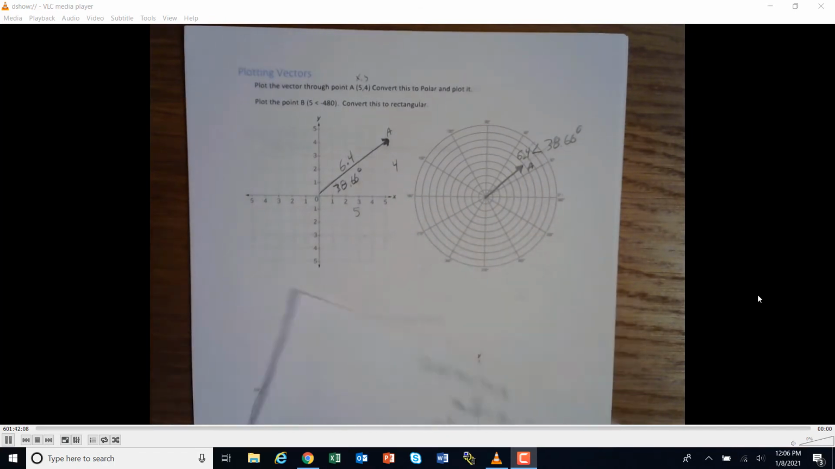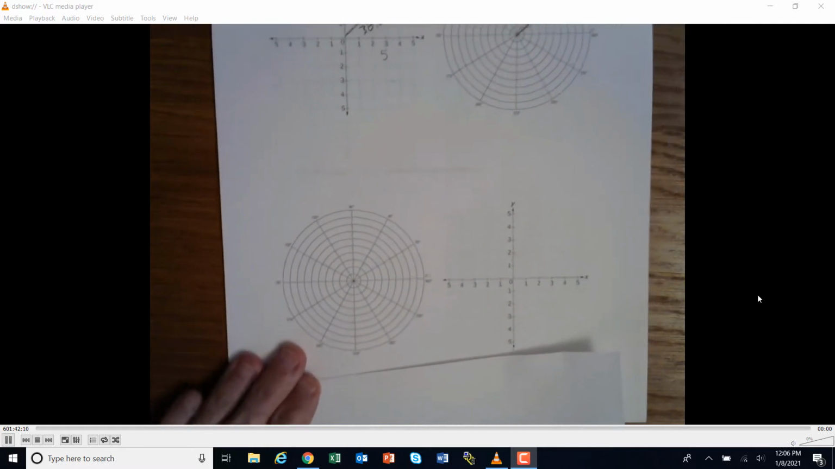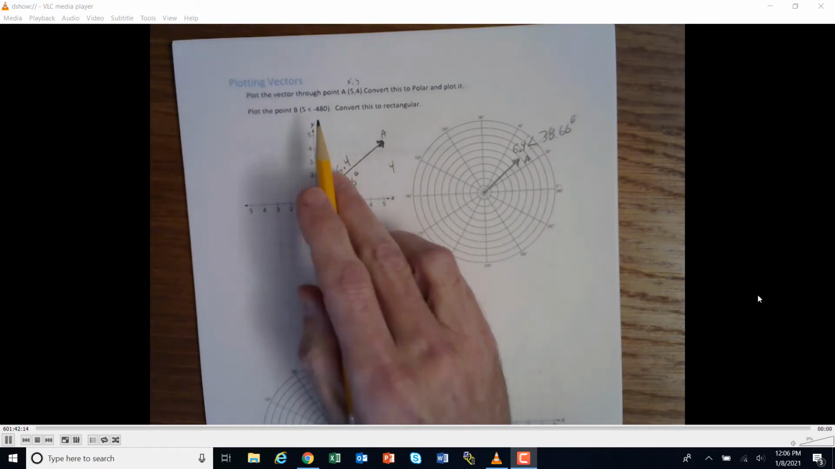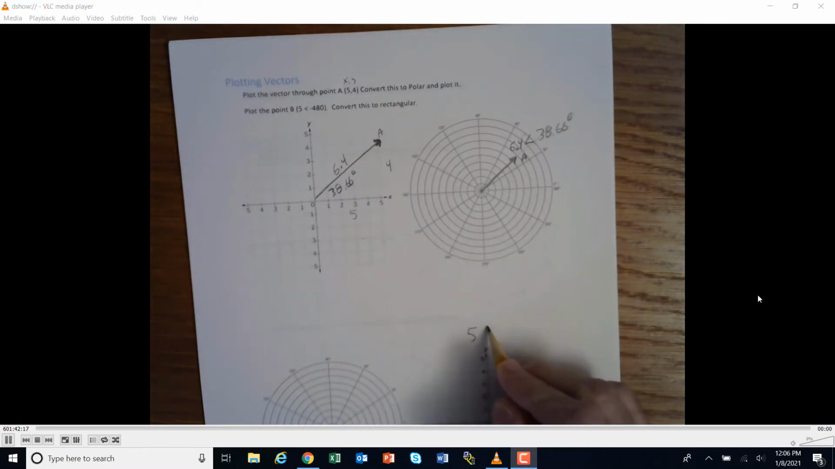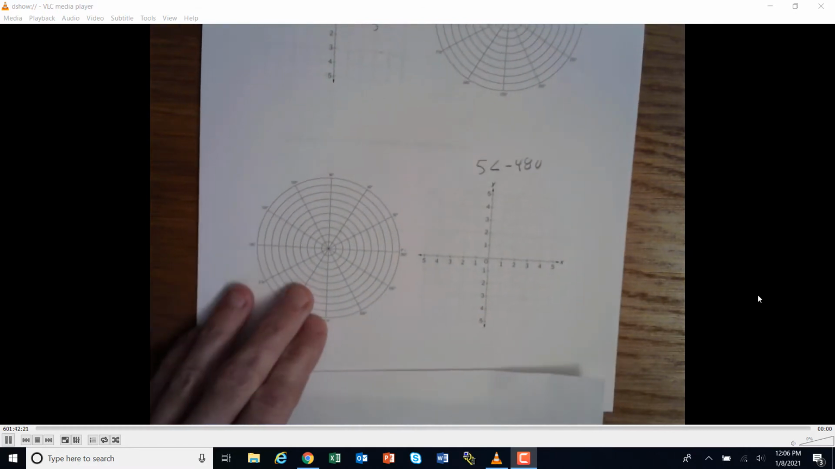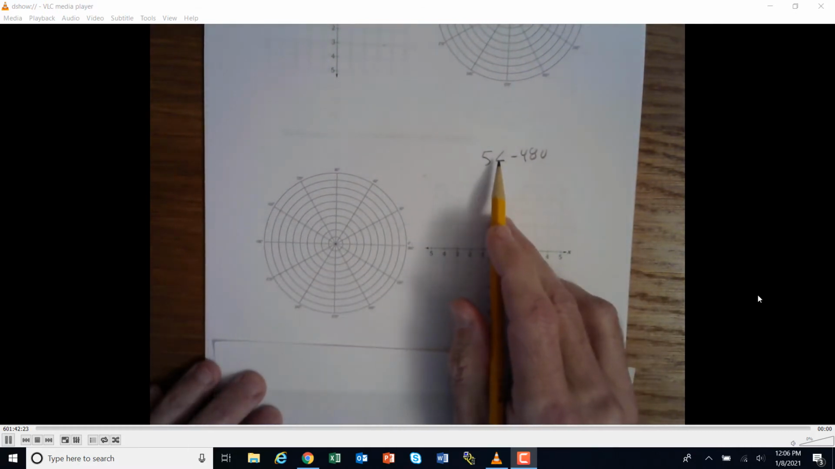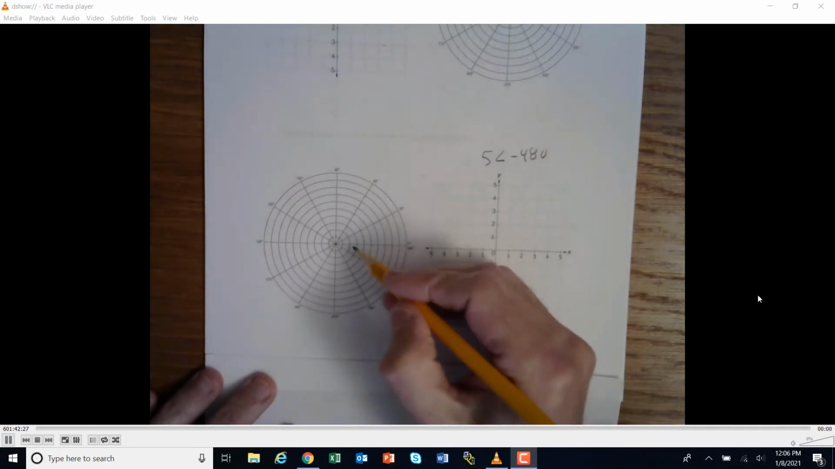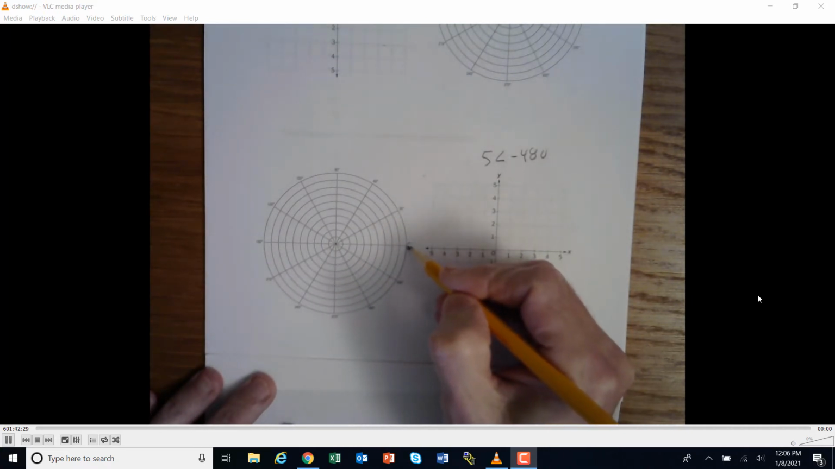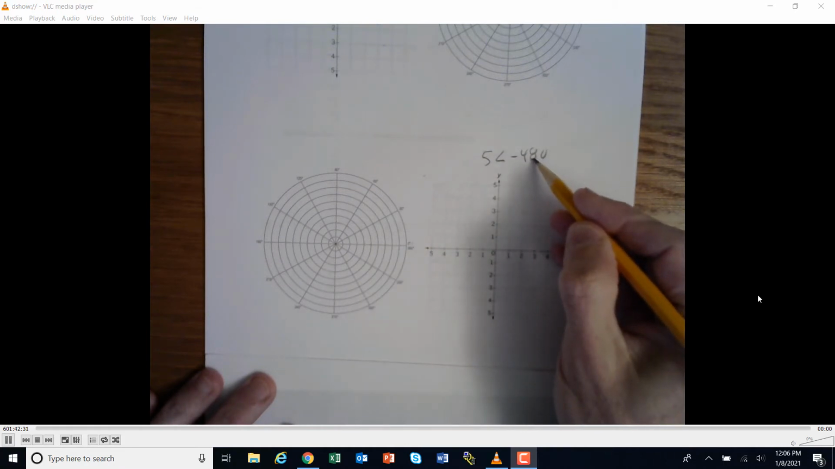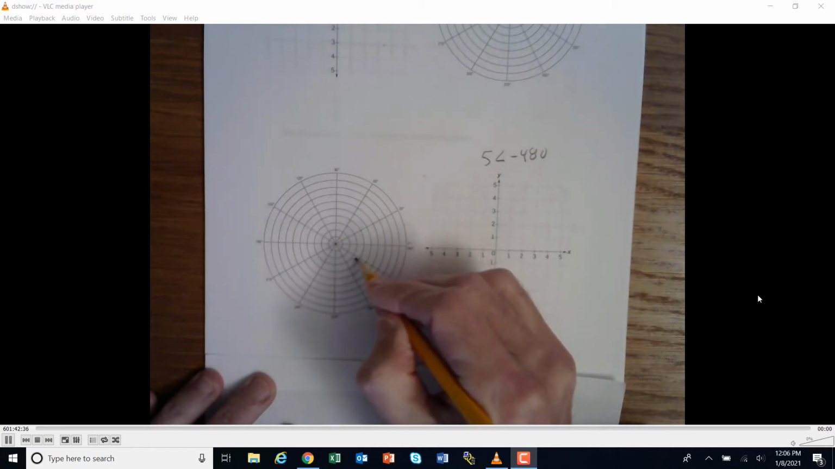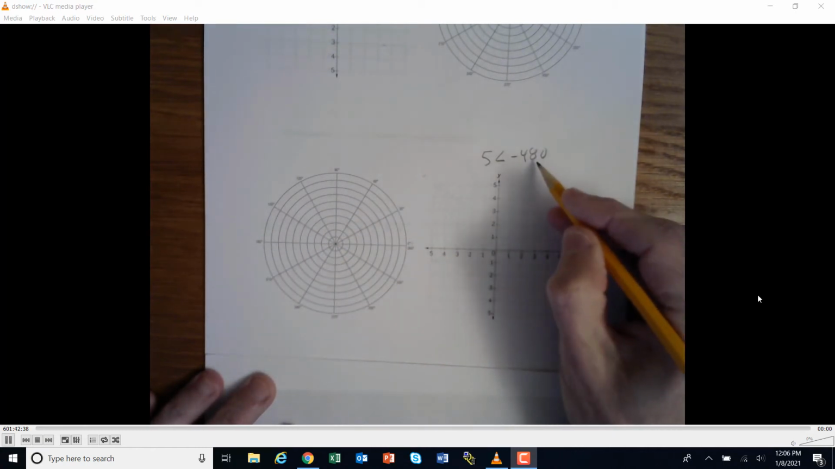We've got another one to do right here. This one is the point, it says 5 at an angle of negative 480 degrees. So let's start by plotting that. 5 at an angle of negative 480 degrees. So we're starting here at 0, and we're going negative 480, which is going to be all the way around the circle at least once, because that's 360.